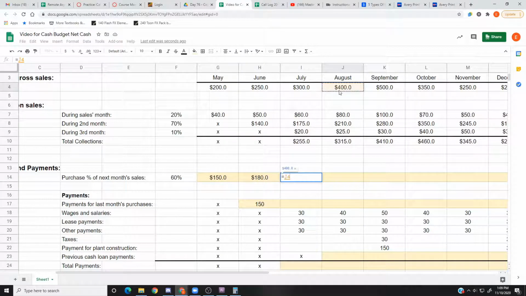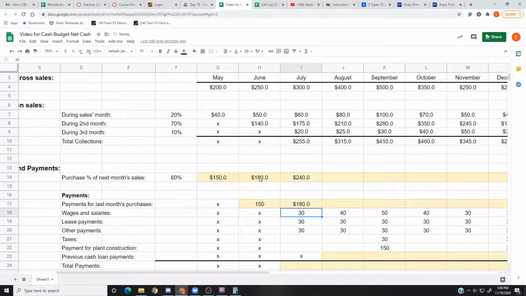$400 is what I expect to get. I'm going to spend 60% of that on supplies. I'm going to purchase $240. Remember, I'm not going to pay for that this month. For this month, I'm going to be paying $180 for last month's supplies that I had to buy.